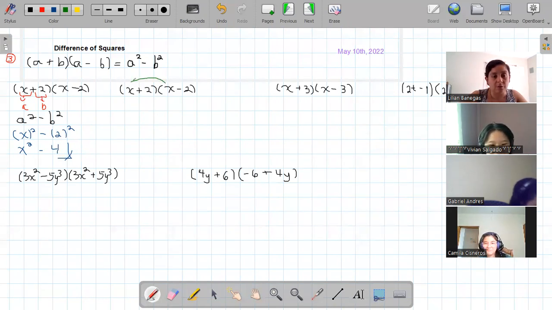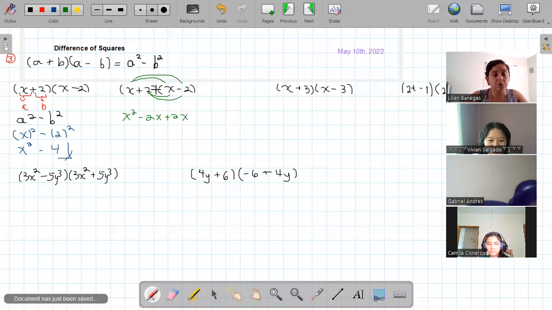We're going to multiply the first term times everything inside the second parenthesis, and then the second term of the first parenthesis, multiplying everything inside the second one. So x times x, x squared. x times negative 2, negative 2x. We're finished with the first term. Now we go with the second one. 2 times x, positive 2x. And 2 times negative 2, negative 4.